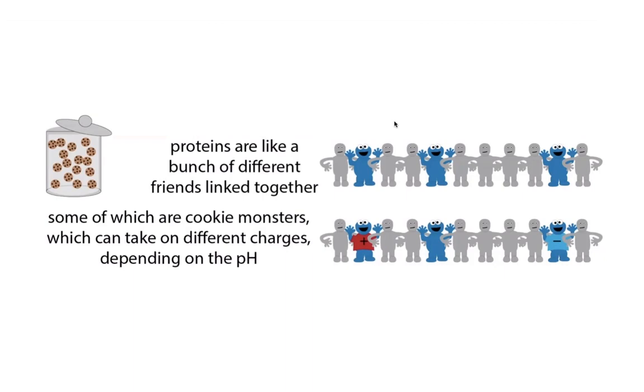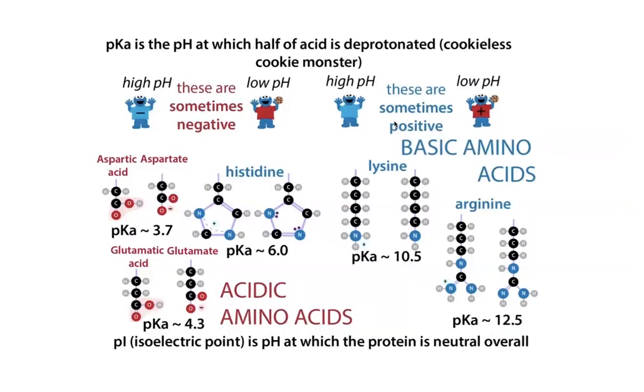And some of these are going to burn cookies and some of them are going to want cookies. And so now we have to calculate the PI for that. Thank goodness for computers, right? And so we can use a computer program like ExPASy ProtParam in order to calculate the PI for a protein. And so remember that the PI is the point at which you're electrically neutral.